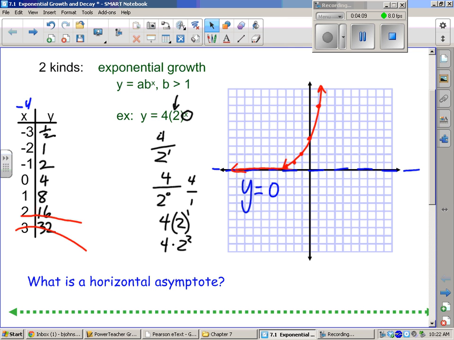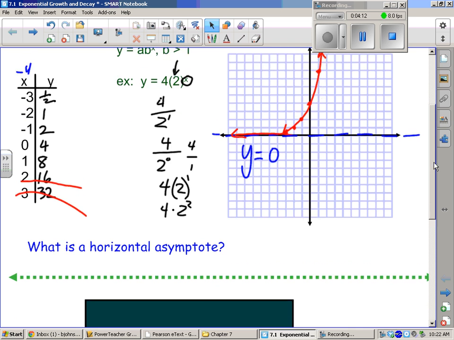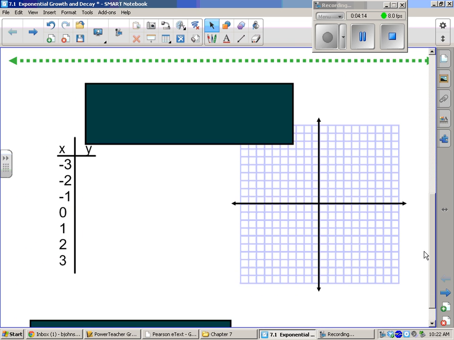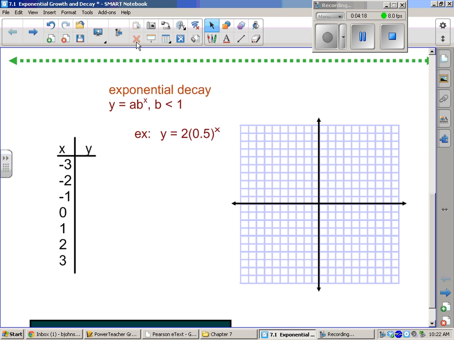Think of taking a piece of paper and cutting it in half. You can always have a little bit more to cut in half, so it never gets to nothing. Eventually we'd need a microscope to cut it, but... very, very tiny scissors. Okay, exponential decay. All right, let's try another one here.